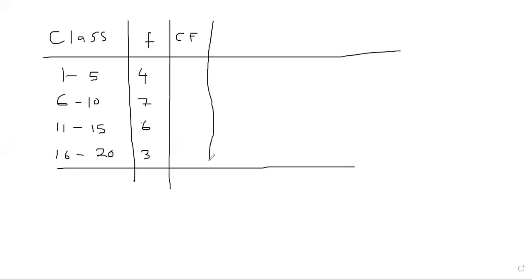So cumulative frequency is add on. We bring the 4 here. When you add the 4 to the 7, what do we have? 11. We add 11 to the 6, what do we have? 17. We add the 3 to 17, what do we have? 20. So our n here is 20.